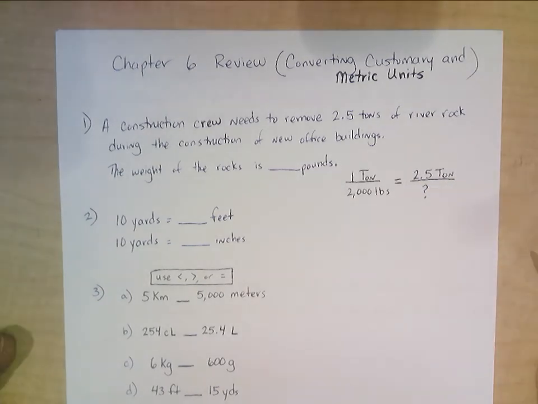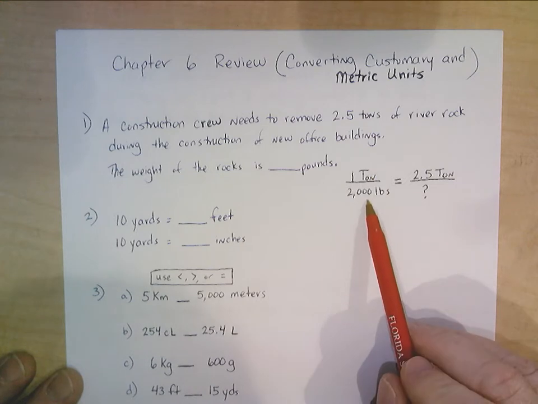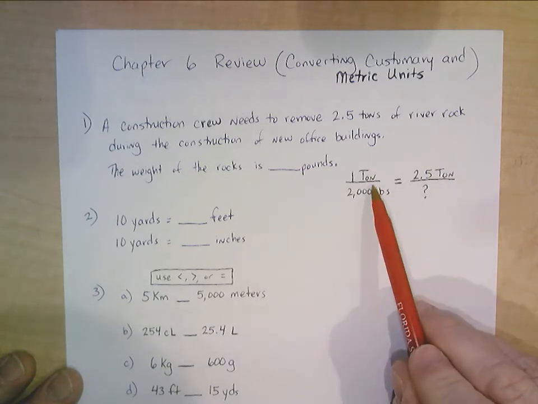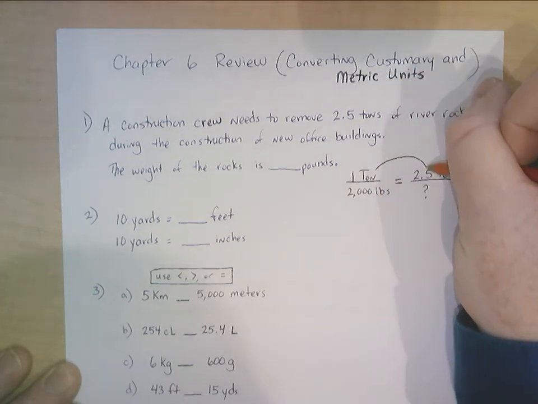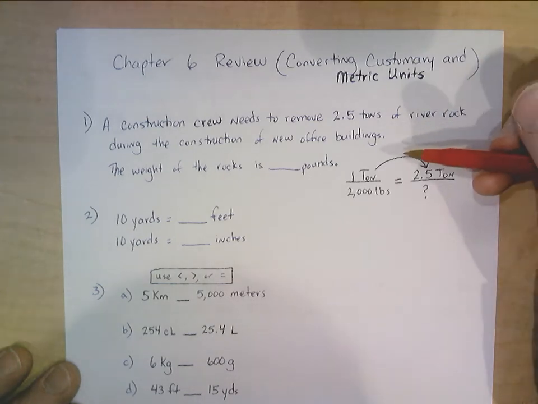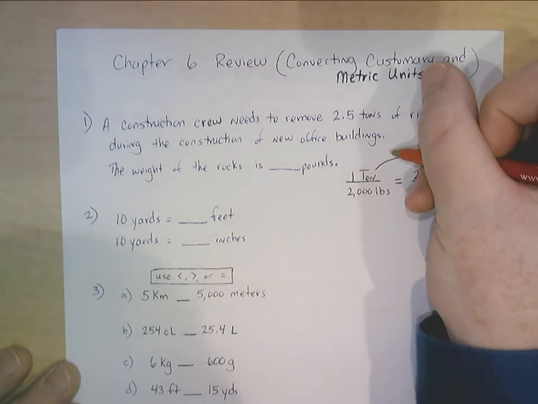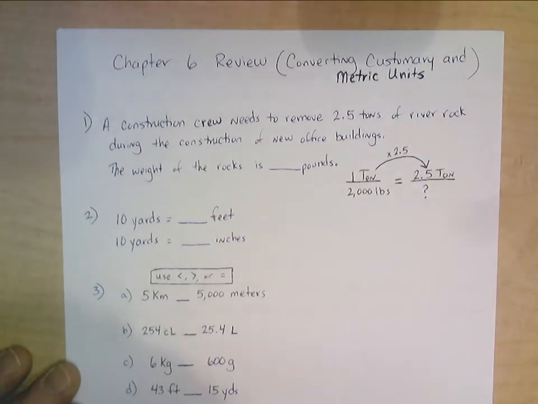So you might ask yourself, well, I don't know what to do now. I've set this up. What's my next step? Well, you always want to take a look and see the two things that you know. You know that 1 ton is 2,000 pounds and that you have 2.5 tons of it. So how many times can 1 go into 2.5? What would I have to multiply 1 times to get to 2.5? Well, we know that 1 times any number is that number. So if we multiply 1 times 2.5, we will get 2.5.